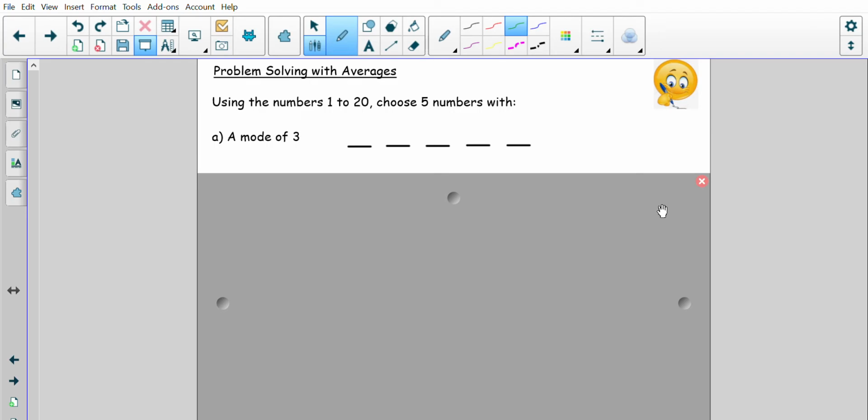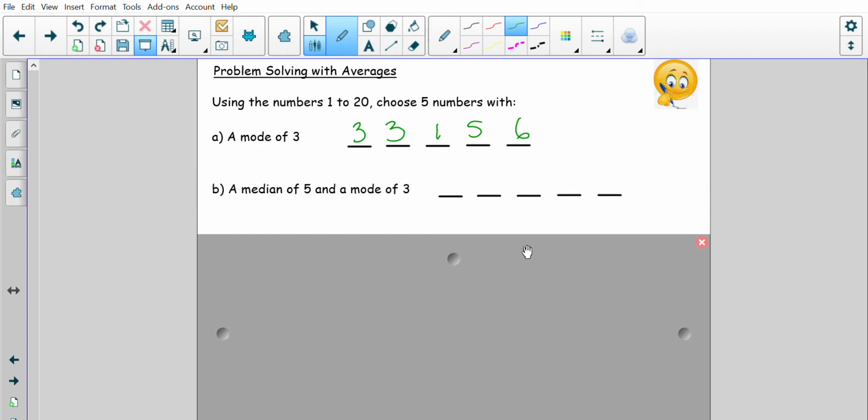So in this question we're allowed to use the numbers 1 to 20 and we've got to choose 5 of those numbers to give me a mode of 3. So what we need to do here is make sure that 3 occurs most often. As long as I've got more 3's than anything else, if I pop 2 3's in there, I can put any other numbers I like. So that 1, 5 and 6 can be anything I like. Equally, I could have put more than 2 3's, it doesn't matter. As long as 3 occurs the most, it doesn't matter what my other numbers are. So you'll see with these questions there are going to be different possible answers.